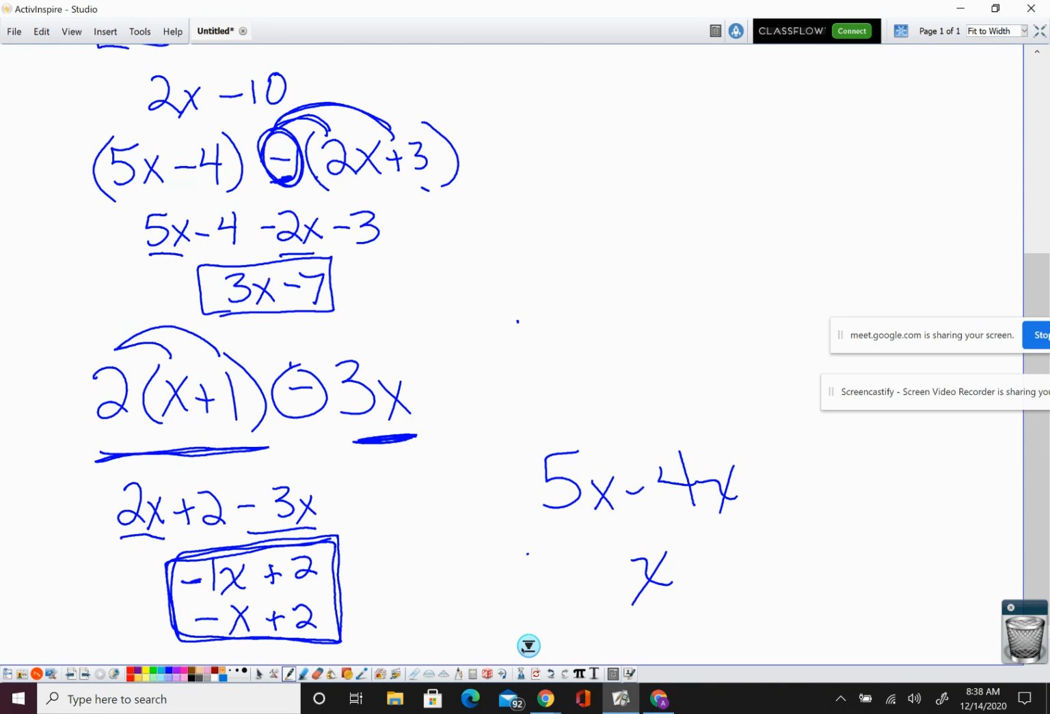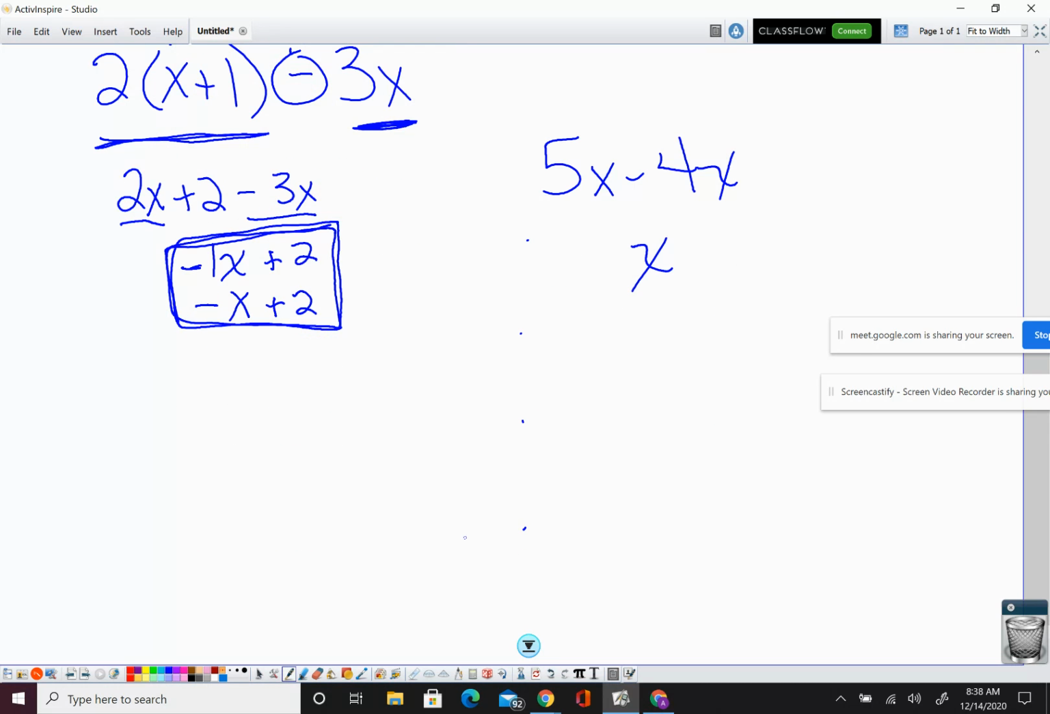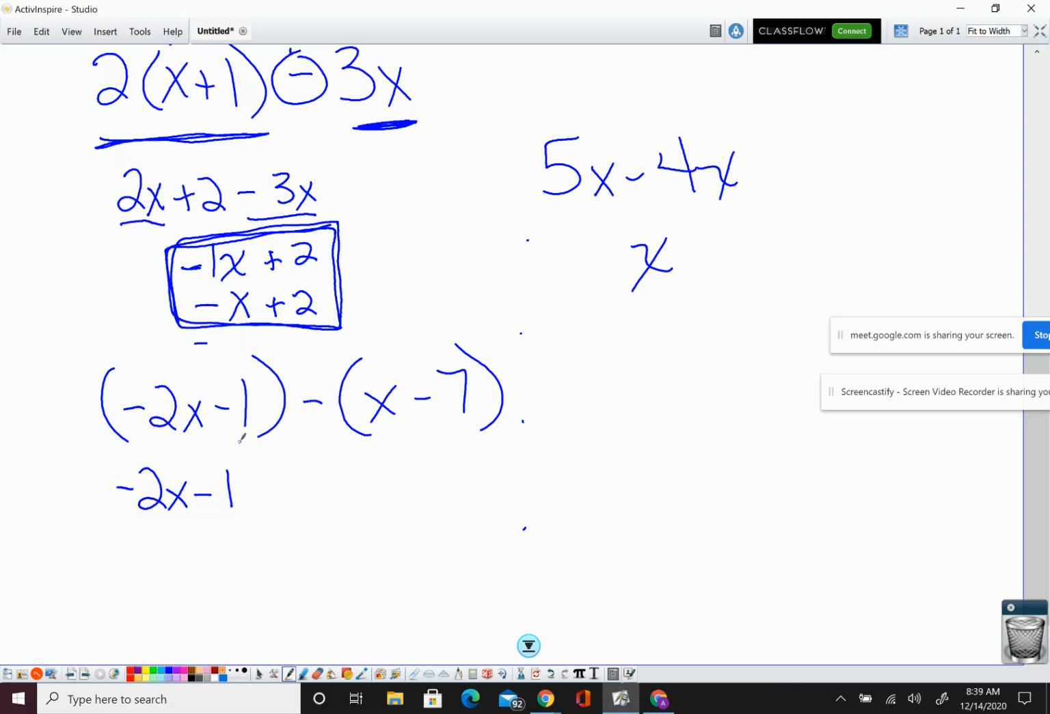I'm going to do one more just so that you can see that they're not always going to end up being negative. This first parentheses, I'm not doing anything with it unless there's a number or a sign out in front of it, and there isn't. So I'm just going to leave it as negative 2x minus 1. This, I'm going to change those signs, and it's going to become negative x. And because it was a negative 7, we're going to change it to a positive 7.